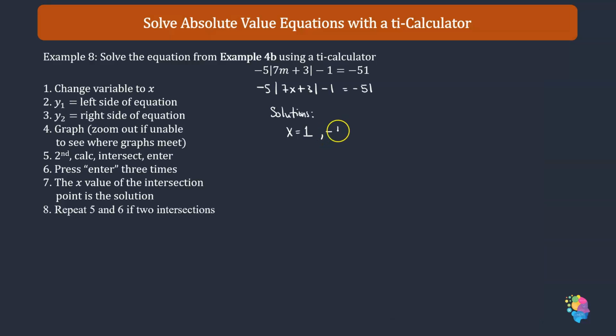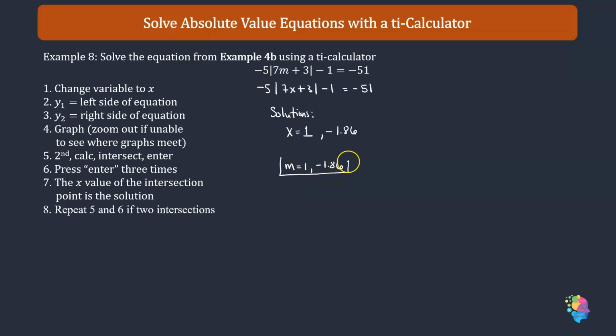So negative 1.86. Don't forget, when you give your solutions, that the original equation had m's. We changed them to x's so that we could place this in the calculator. But we need to give the answer with m's because that is the original variable for the equation. So then this is m equals to 1 and negative 1.86.